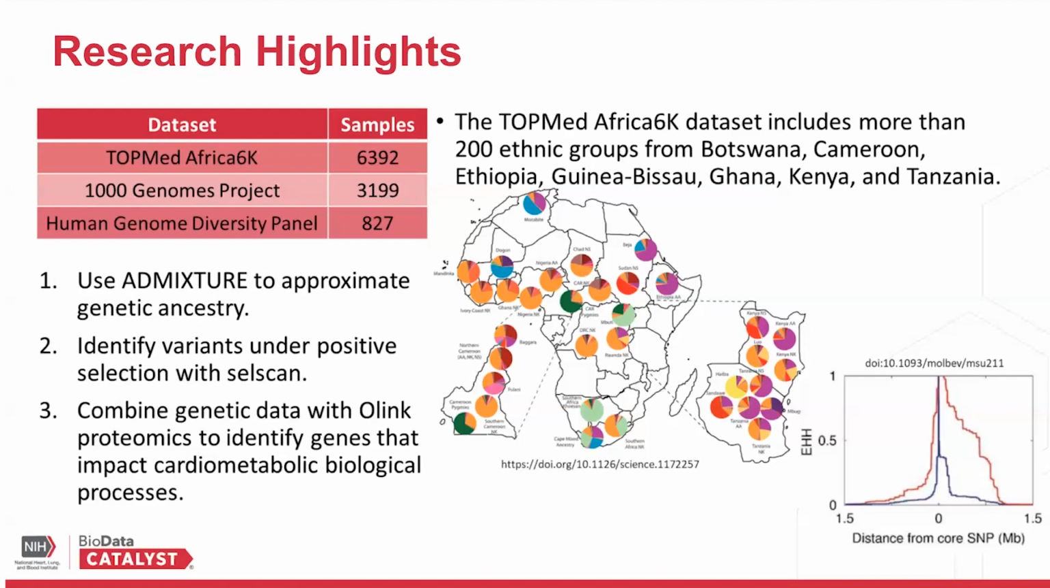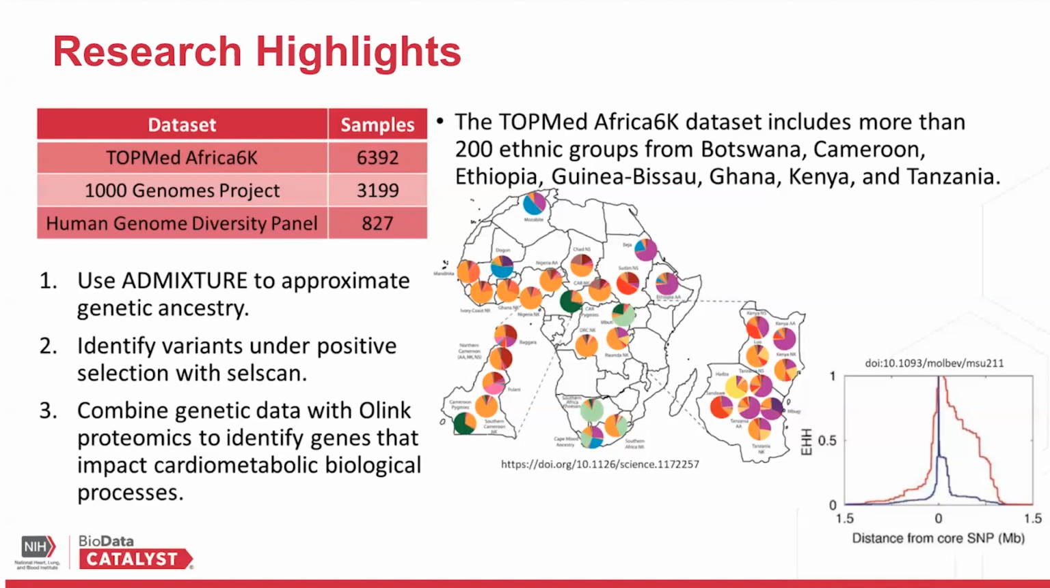And then the final element of my project will be to combine our genetic data with some proteomics, which we're doing with Olink. So we'll have about 3,000 protein biomarkers, which will then allow us to look at whether their different levels are associated with these scans of positive selection, as well as other genetic variants in the TopMed Africa 6K.